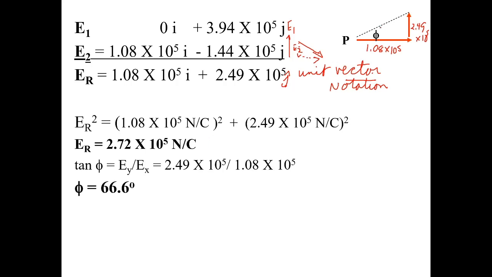Then we're going to use the tangent function to get the theta. So the tangent of theta is y over x. And that just works out to some number. Let's see what it works out to. 2.49 divided by 1.08, and they're both times 10 to the 5th. So it's 2.31. So to get the theta, we take the inverse tangent of 2.31. And let's double check my math here. And yeah, 66.6 degrees. You could say north of east if you want. Not a bad idea to give it a vector notation there.